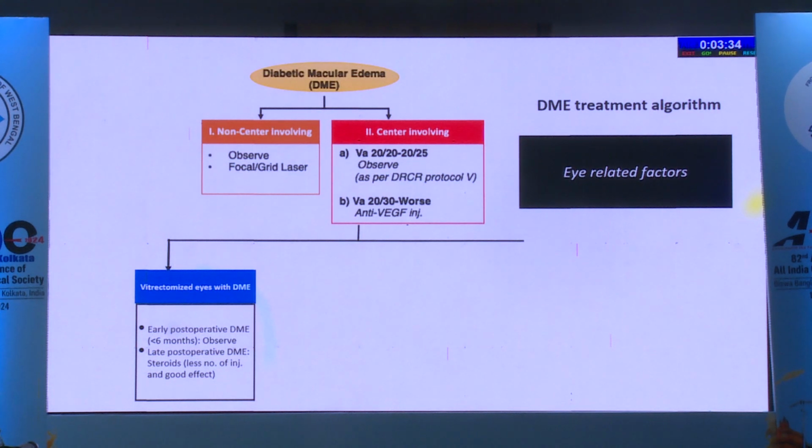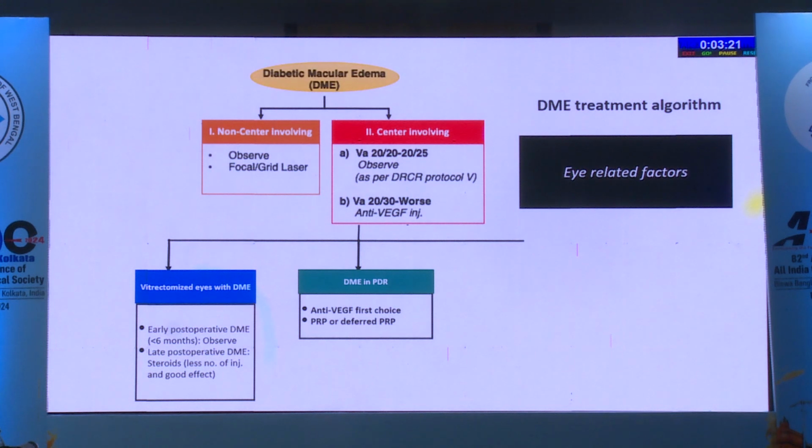If it is late, steroids probably do better in terms of less number of injections. Equal anatomical results have been shown with anti-VEGFs too. However, they need much more injections as compared to steroids. If it is diabetic macular edema with proliferative disease, anti-VEGF is the first choice.